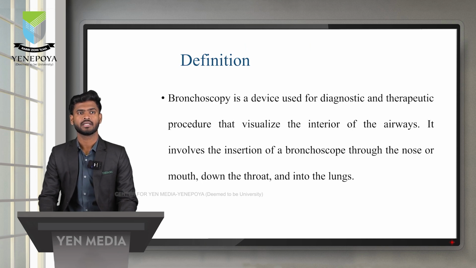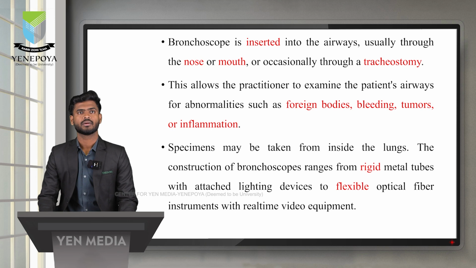interior of the airway. It involves the insertion of a bronchoscope through the nose or the mouth, by the throat, into the lungs. The bronchoscope is inserted into the airway usually through the nose or mouth, or occasionally through a tracheostomy. This allows the practitioner to examine the patient's airway for any abnormalities such as foreign body, bleeding, tumors or inflammation. Specimens may be taken from inside the lungs.